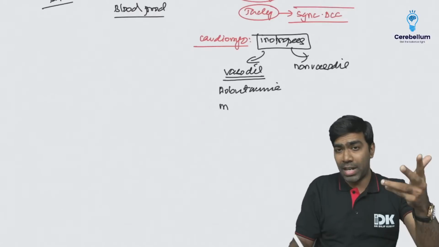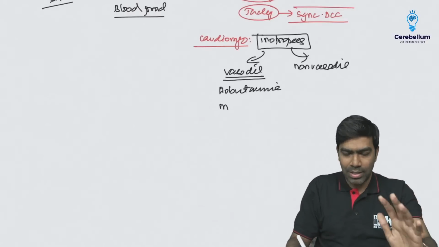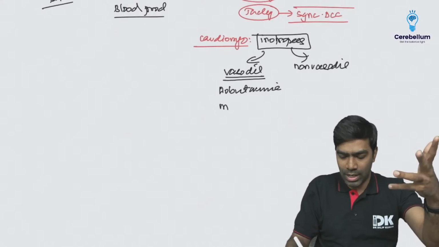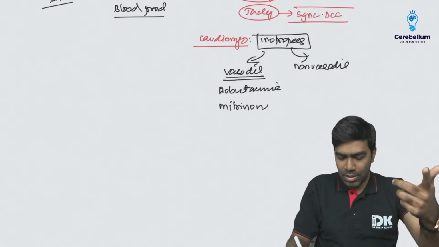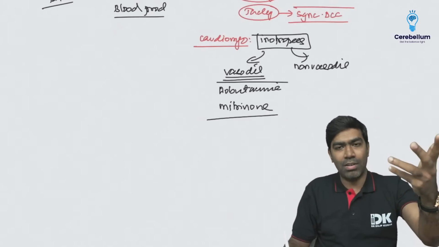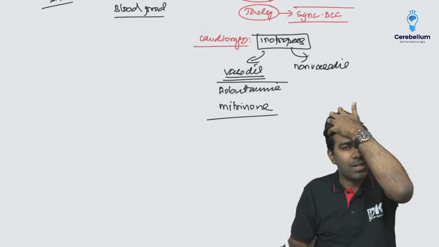Dobutamine is a pure beta-1 plus or minus beta-2 agonist. That's why that beta-2 fraction can cause vasodilation. And milrinone is a phosphodiesterase 3 inhibitor. Both can cause severe vasodilation and they can reduce the BP further. That's why these are vasodilating.